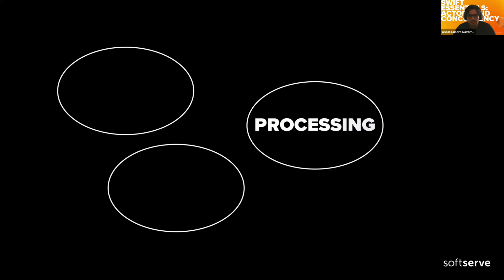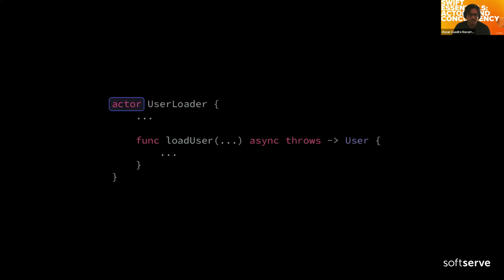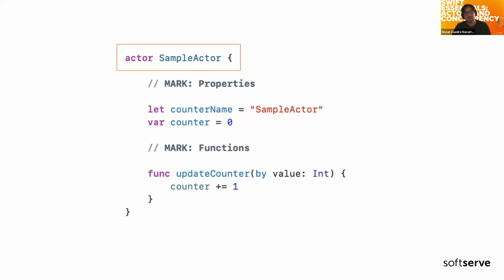So now we have been talking about threads, and I mentioned processing and memory. I think we can now meet actors. So this is the simple structure of an actor. The actor is very similar to a class. It contains functions and variables. Another way to see it is that actors are reference types, similar to a class.